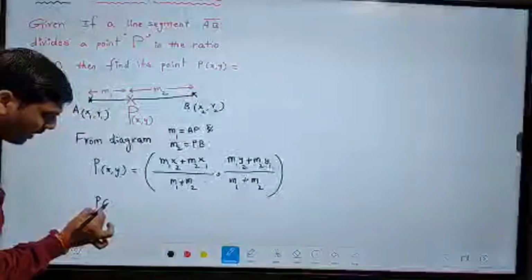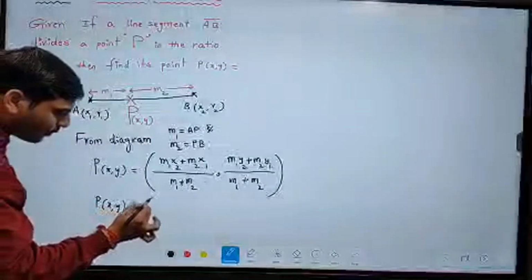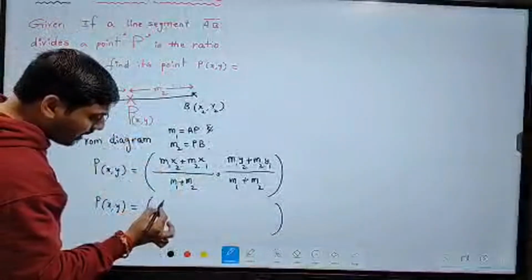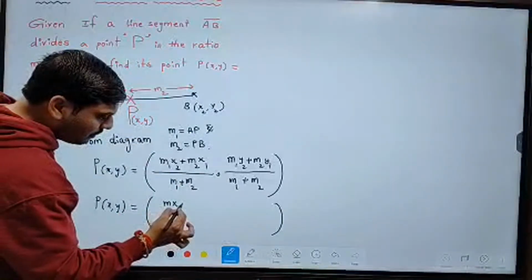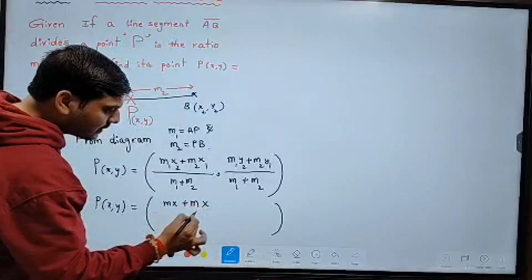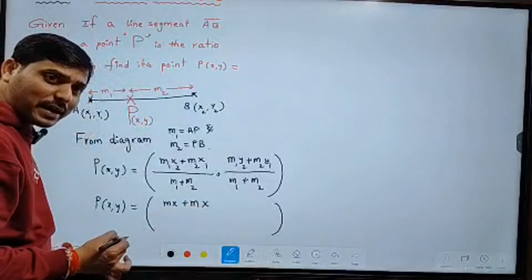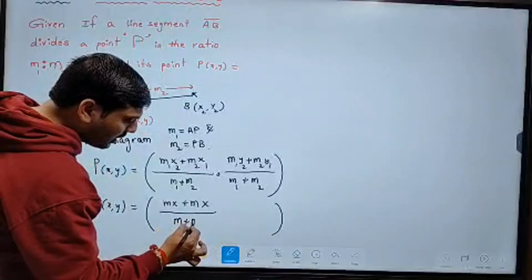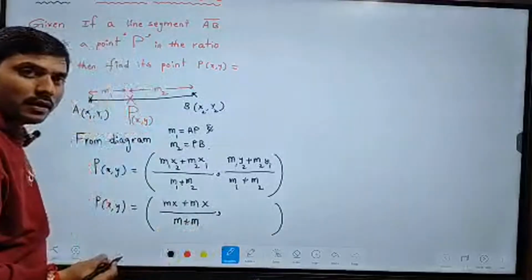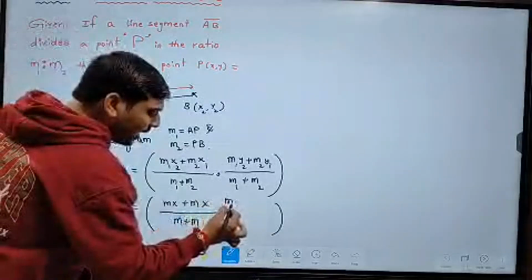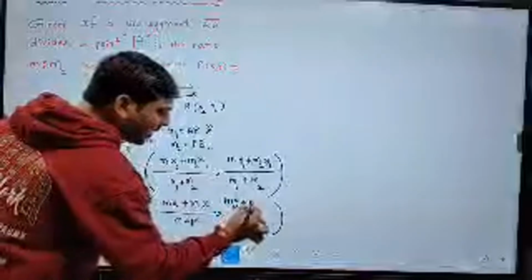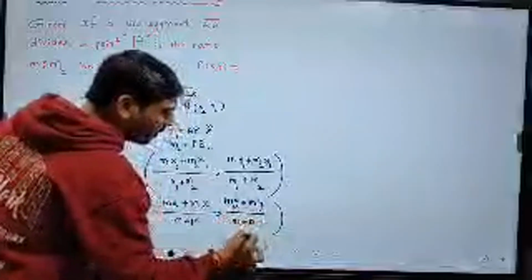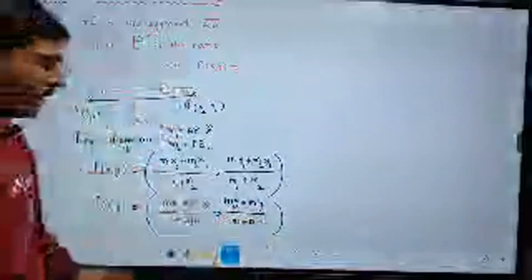P of x comma y equal to. Whenever you write in the examination like this one, m1x2 plus m2x1 by m1 plus m2, comma, m1y2 plus m2y1 by m1 plus m2. Whenever you write that section formula like this one.